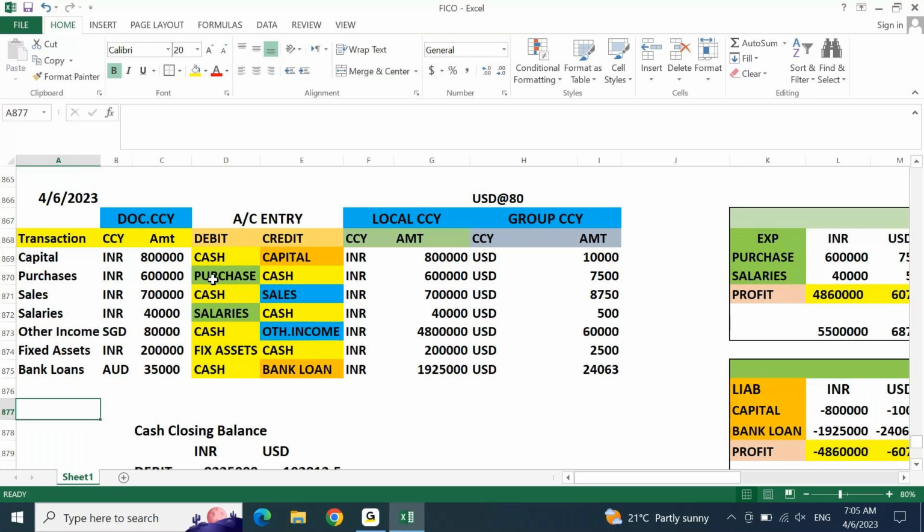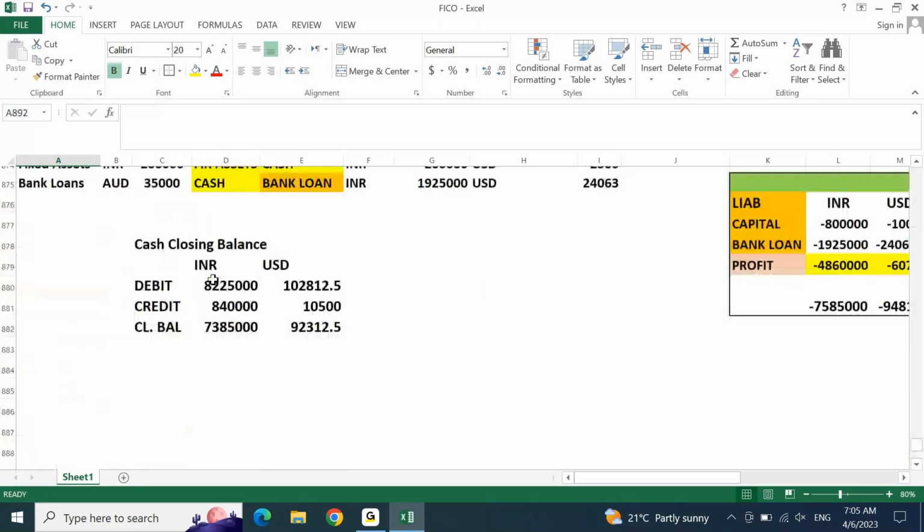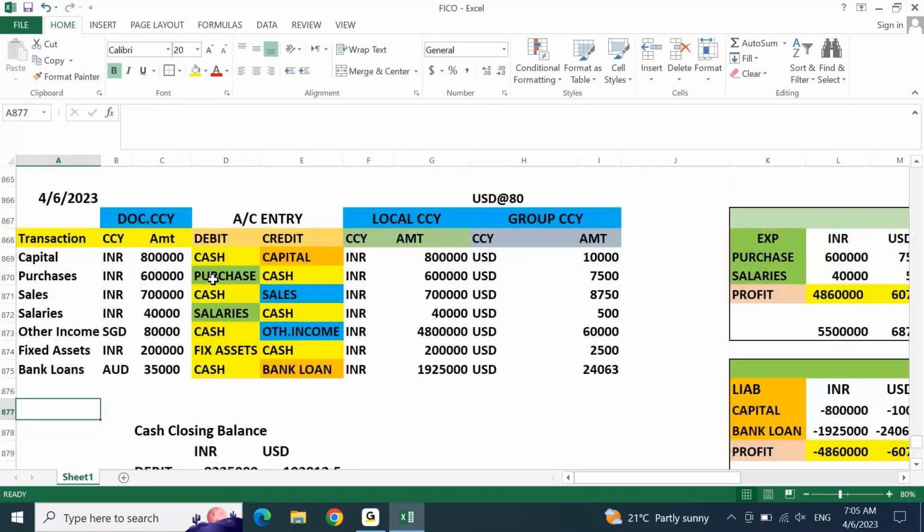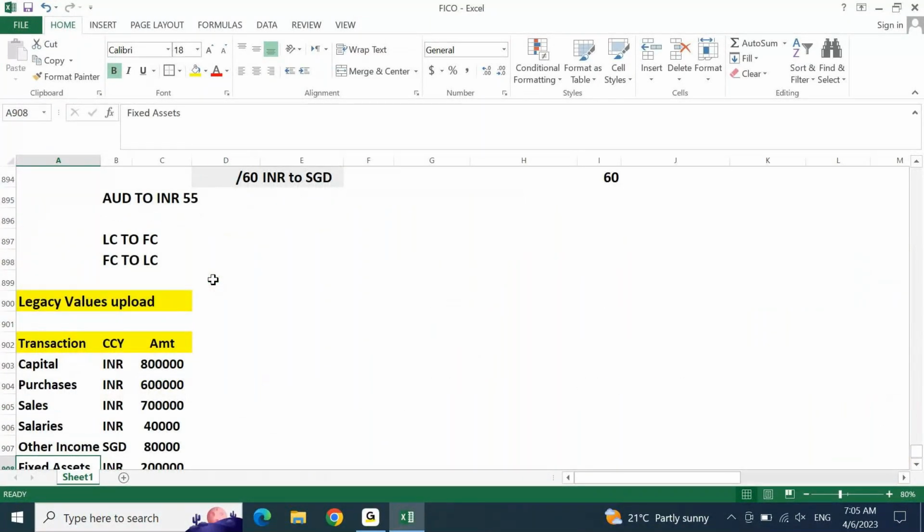Clear, sir. Clear, right? I have a question. I'm not clear about this conversion rate. How do you check when we need to multiply and when we need to divide? Can you just clarify that? It's FC to LC and LC to FC.